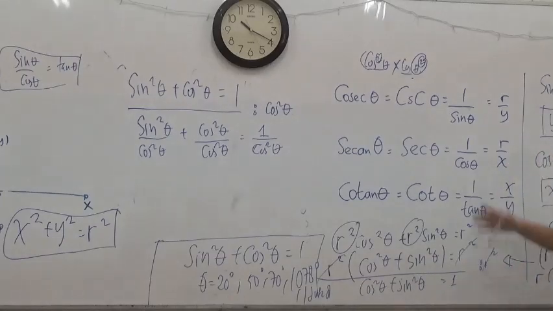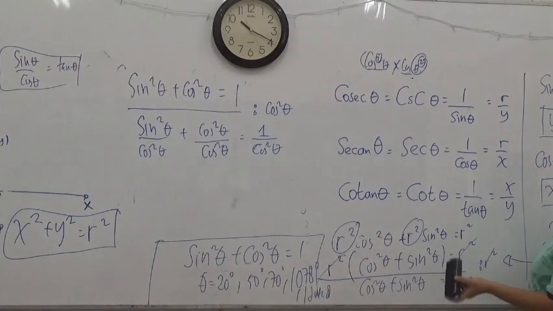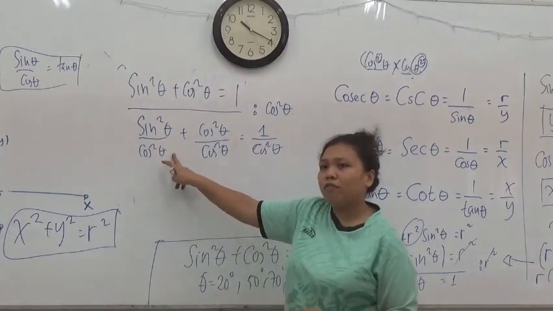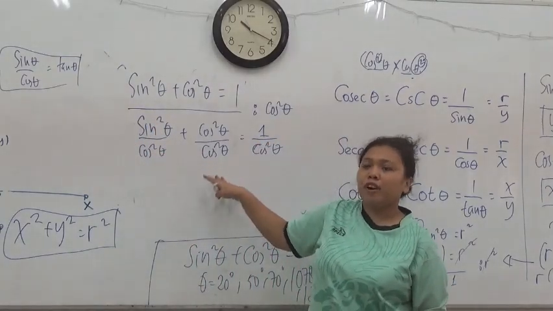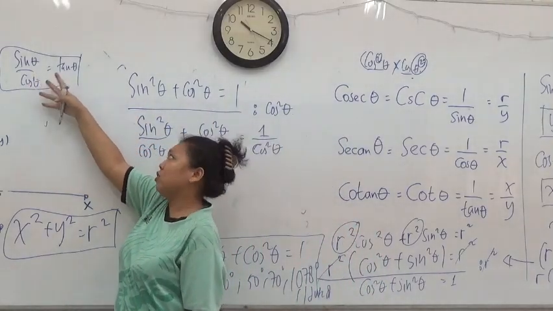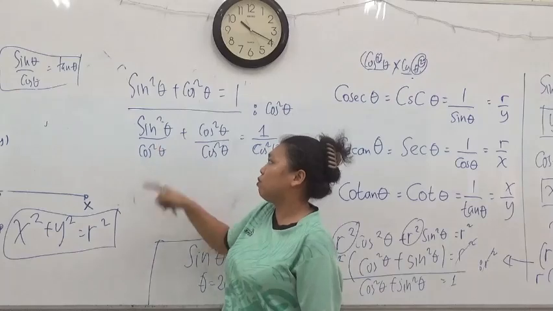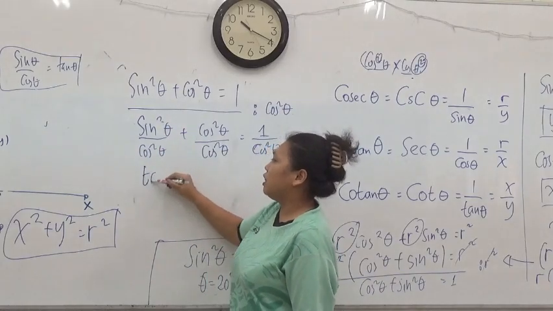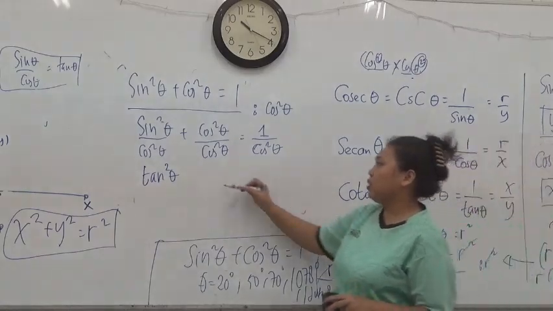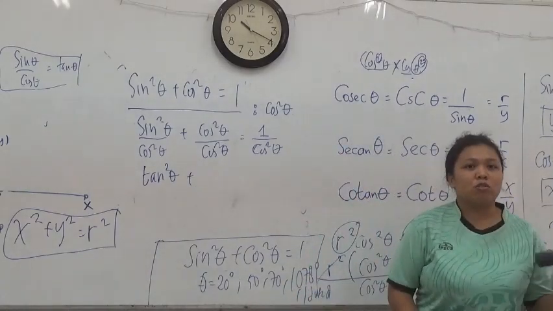And now you go back to this formula, sine squared theta over cos squared theta. What is it? We already got the formula: sine over cos equals tangent. But if you have the power of 2, you can change this to tangent to the power of 2 theta. Is that correct? Okay. Plus cos squared divided by cos squared equals 1.